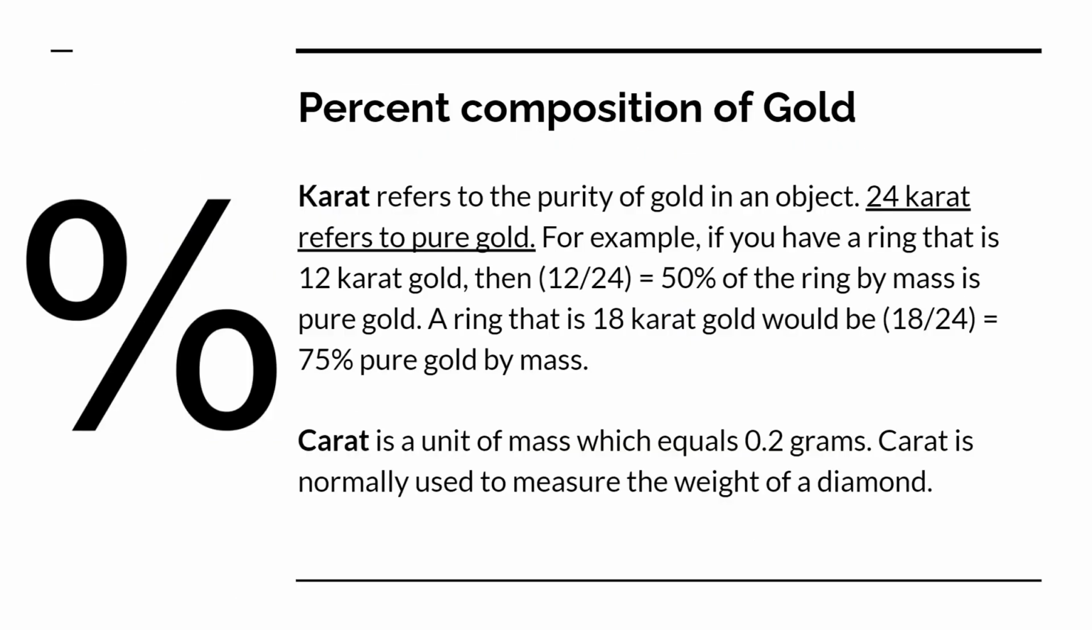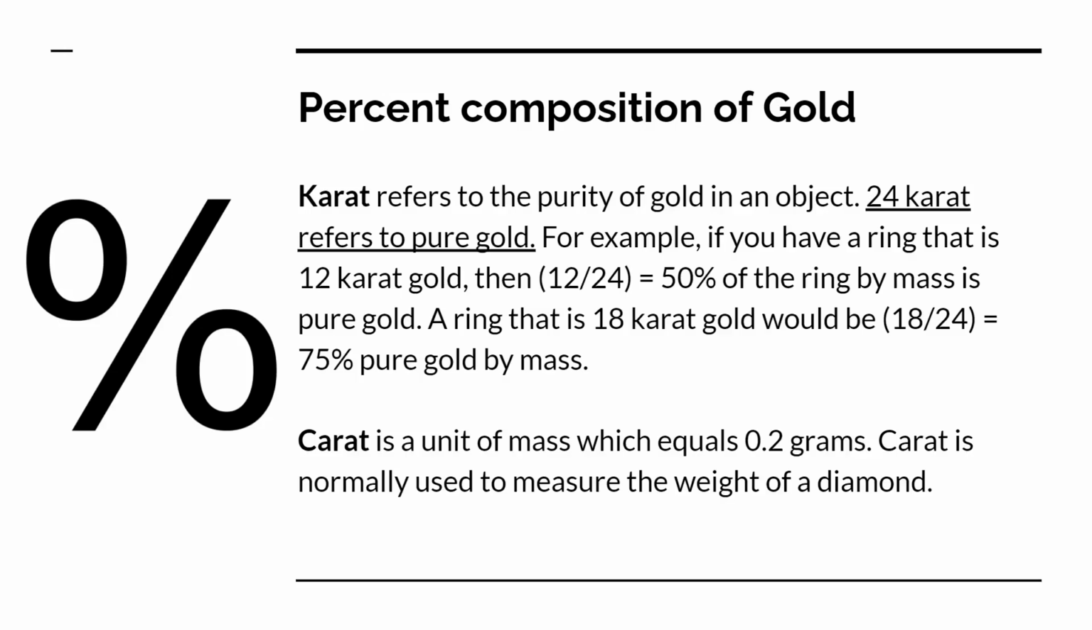Now, one thing I want to go over real quick is the percent composition of gold. And there are two variations of carat, and you need to know the difference. Carat, with a K, refers to the purity of gold in an object. 24 karat gold refers to pure gold.